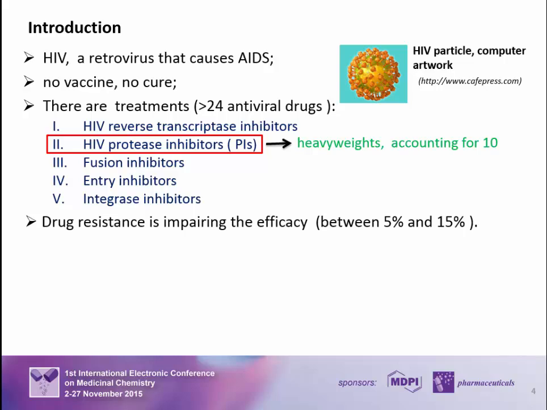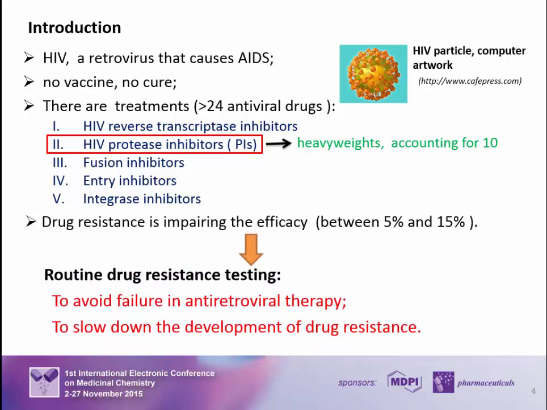According to the latest report from the World Health Organization, a moderate level, about 5 to 15%, of drug resistance has been observed around the world. So besides the new treatments for HIV infection, we also need routine drug resistance testing for the patient to help to use these drugs reasonably, to avoid failure in the antiretroviral therapy and slow down the development of drug resistance.